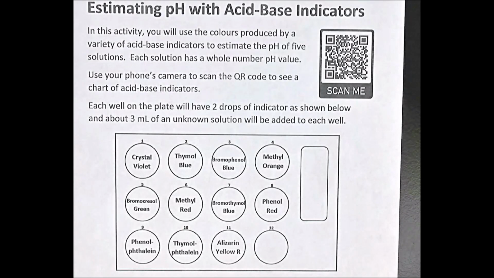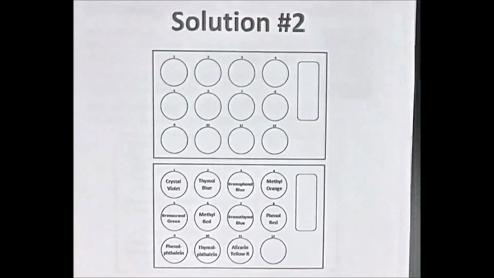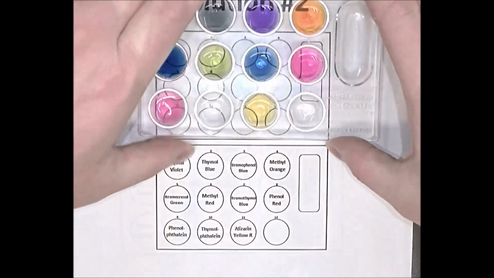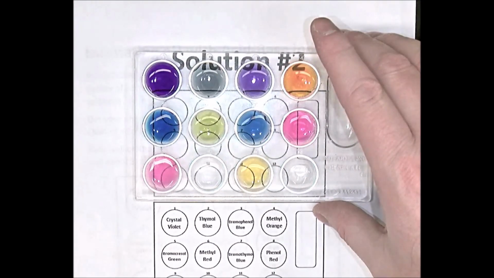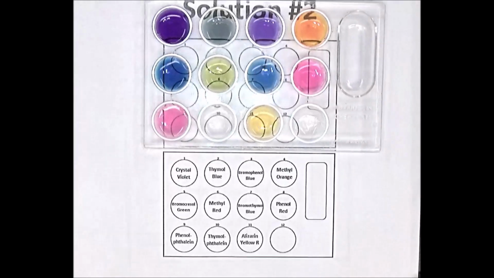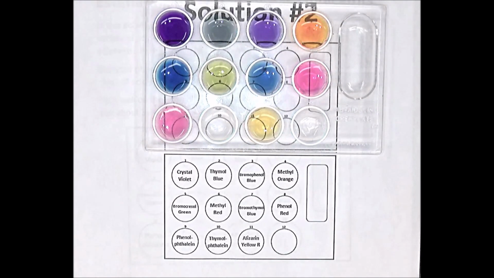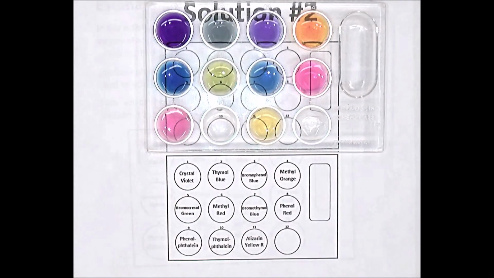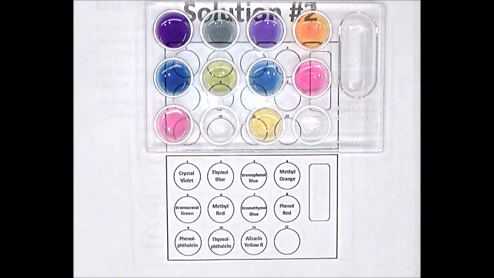Now I have several other dishes already prepared. So that was the first solution. Let's take a look at a second solution. So solution number 2. So above, I'm going to put the dish with the indicators showing, and below it you can see which indicators we were using. Right? So that is solution number 2. Pause the video and see if you can figure out the pH of solution number 2 based on the colors of those indicators.